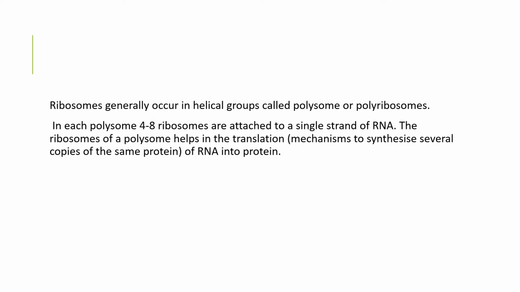Generally, ribosomes occur in helical groups called polysomes or polyribosomes. Okay, polyribosomes we can see in the prokaryotic cell, and each polysome consists of 4 to 8 ribosomes, which are attached to a single strand of mRNA. The ribosome or polysome helps in translation, that is, the formation of the chain of amino acids.